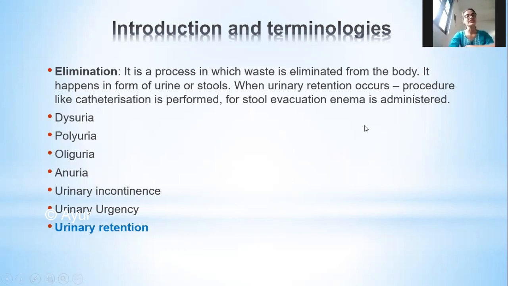Okay, so if urinary elimination is not happening due to reasons which I have mentioned, mainly urinary retention, what do we do? We go for catheterization. And when stool evacuation isn't happening, we go for an enema. Right? Simple. So elimination is a process in which we are eliminating waste products, and in this presentation we are going to talk about the elimination of urine in case of urinary retention, that is via urinary catheterization. So let's discuss the other terminologies mentioned here.